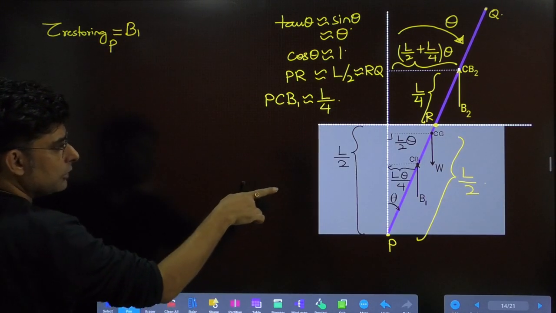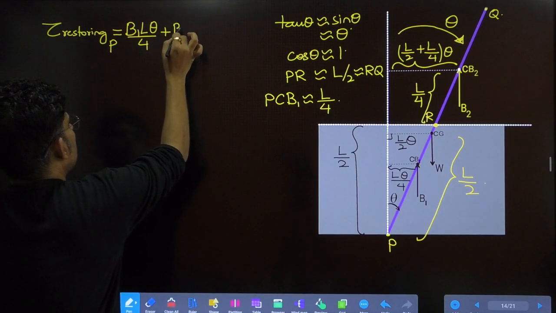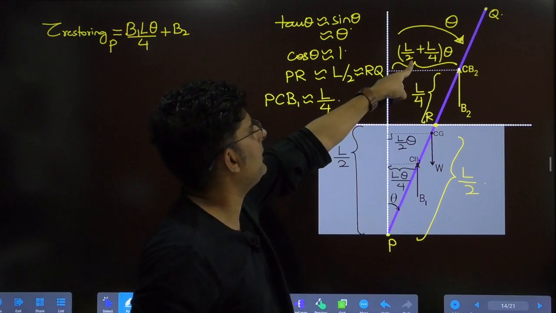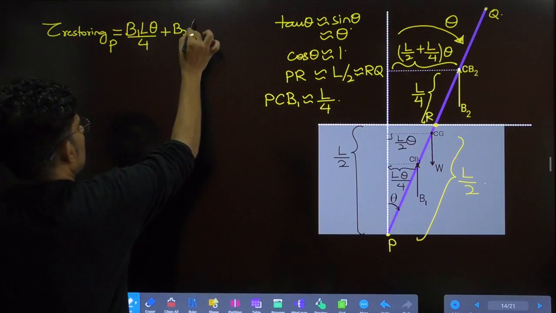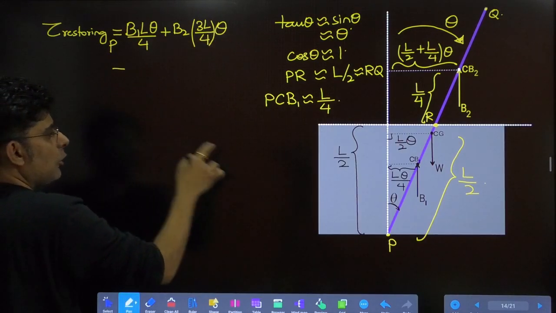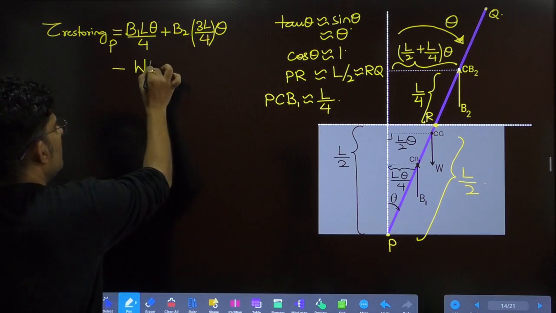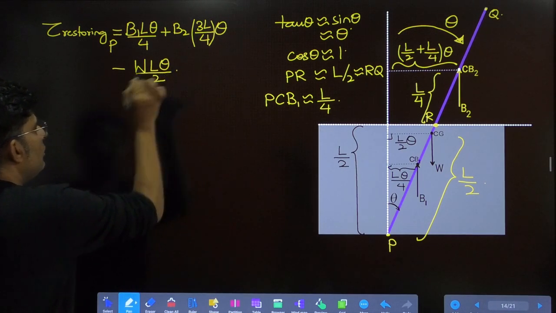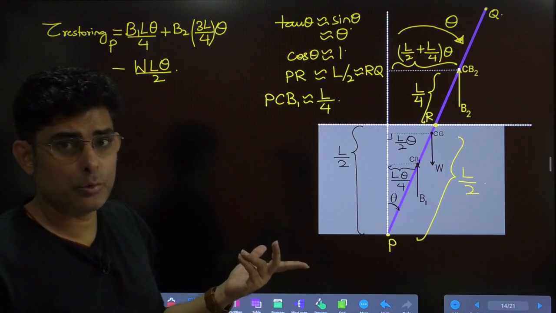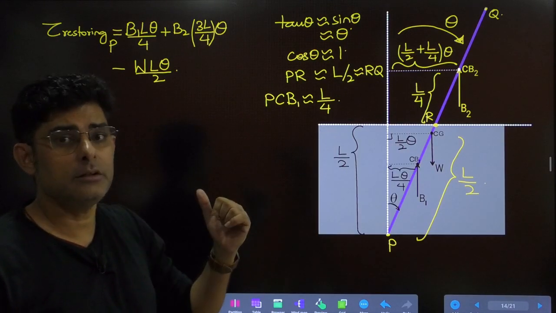Now, the restoring torque, as I said, B1 into L theta by 4 plus B2. B2's total distance is L by 4 plus L by 2, which will become how much? 3L by 4 theta. And the torque due to weight of the rod, so W into L theta by 2. Now if we are able to express it directly proportional to theta, so we get torque is equal to C theta, where C is called the torque constant.